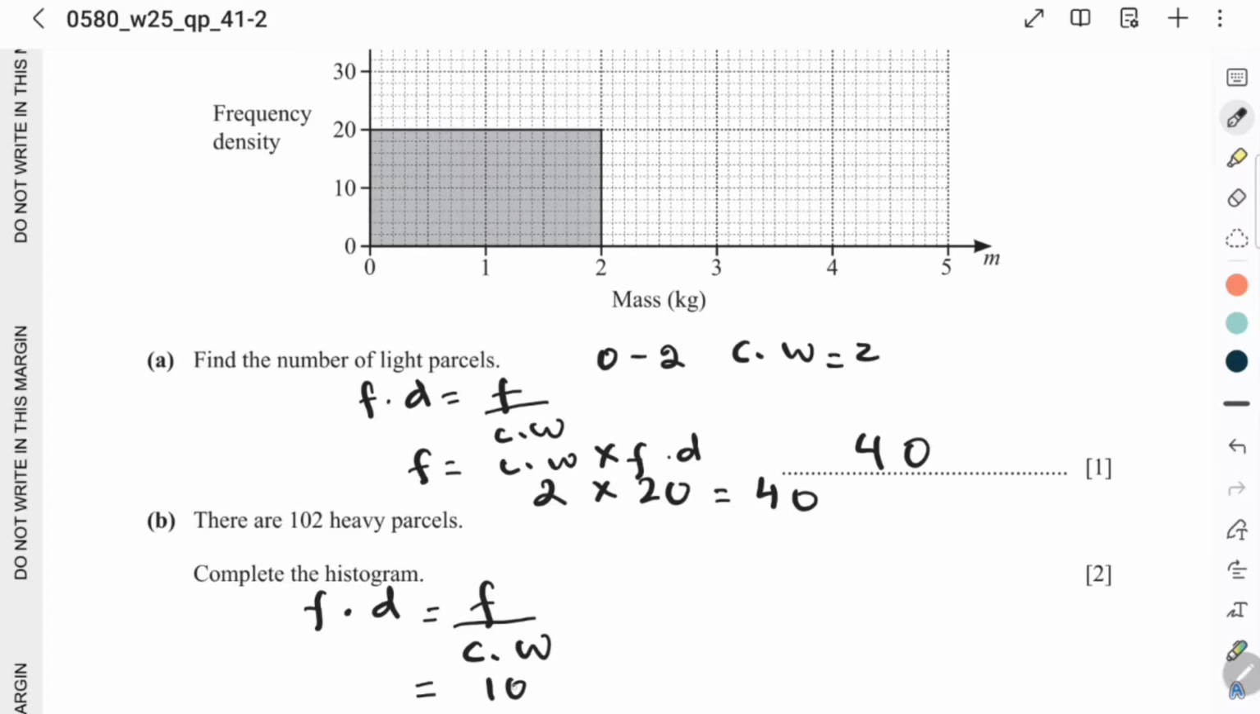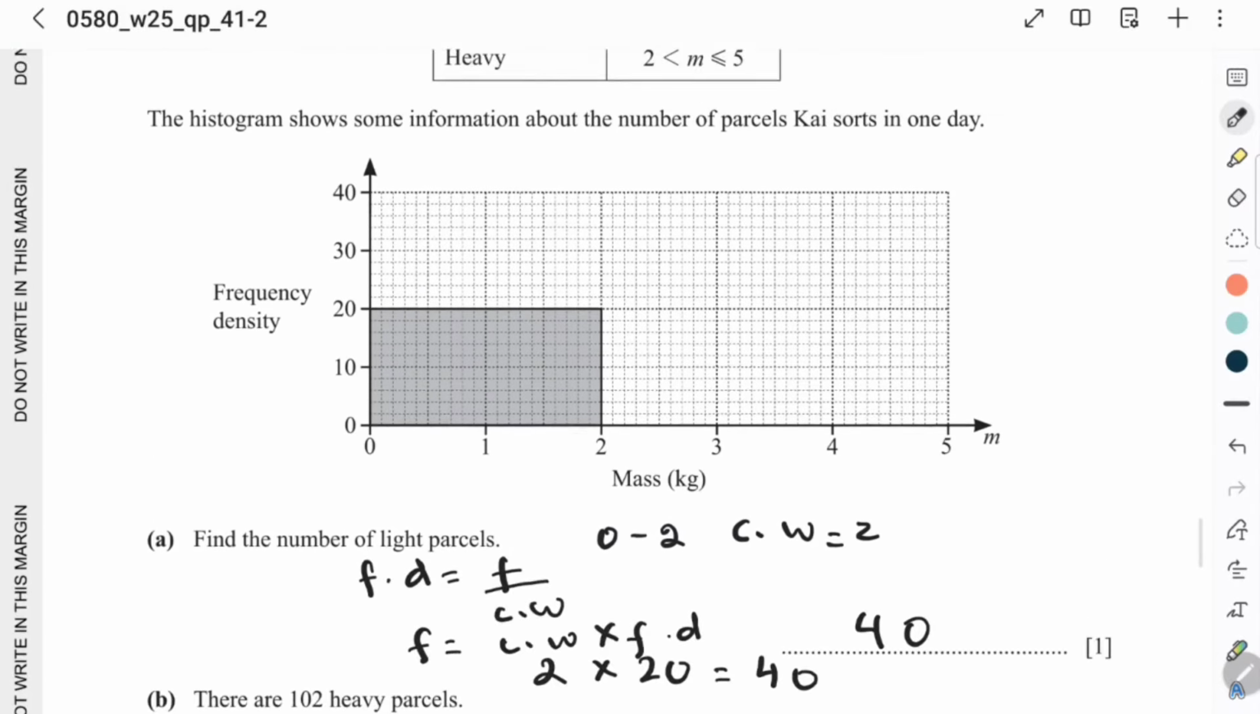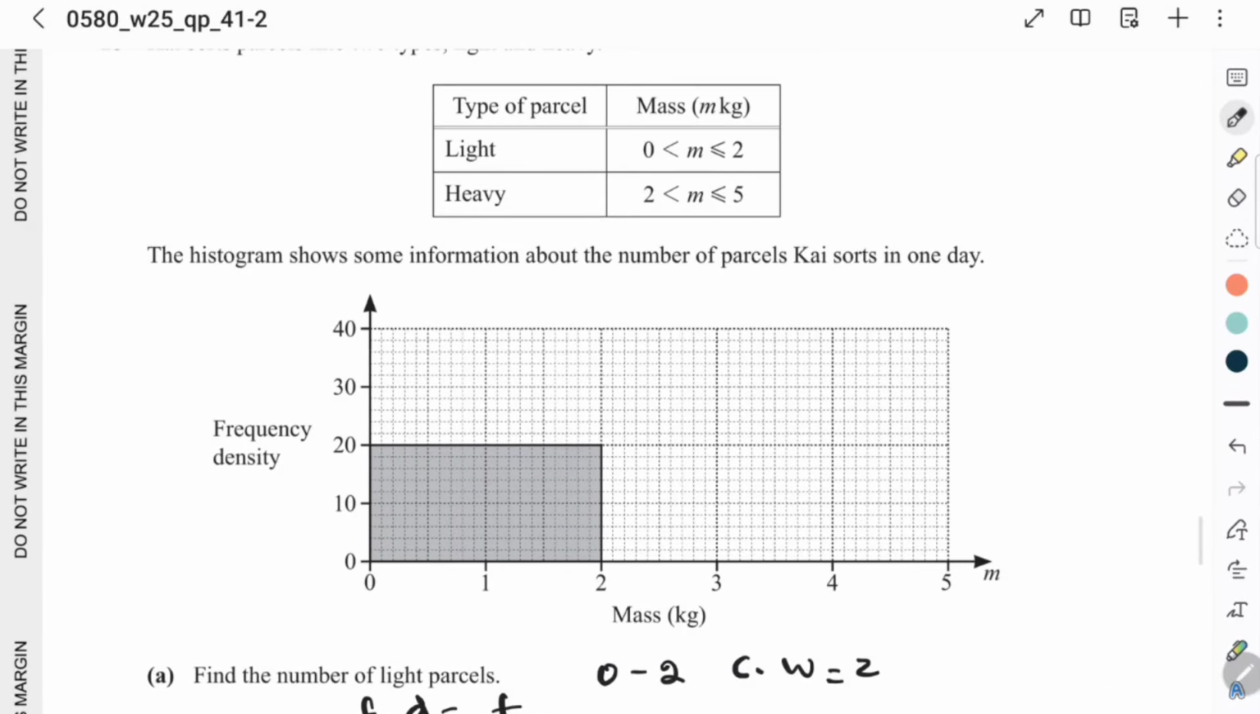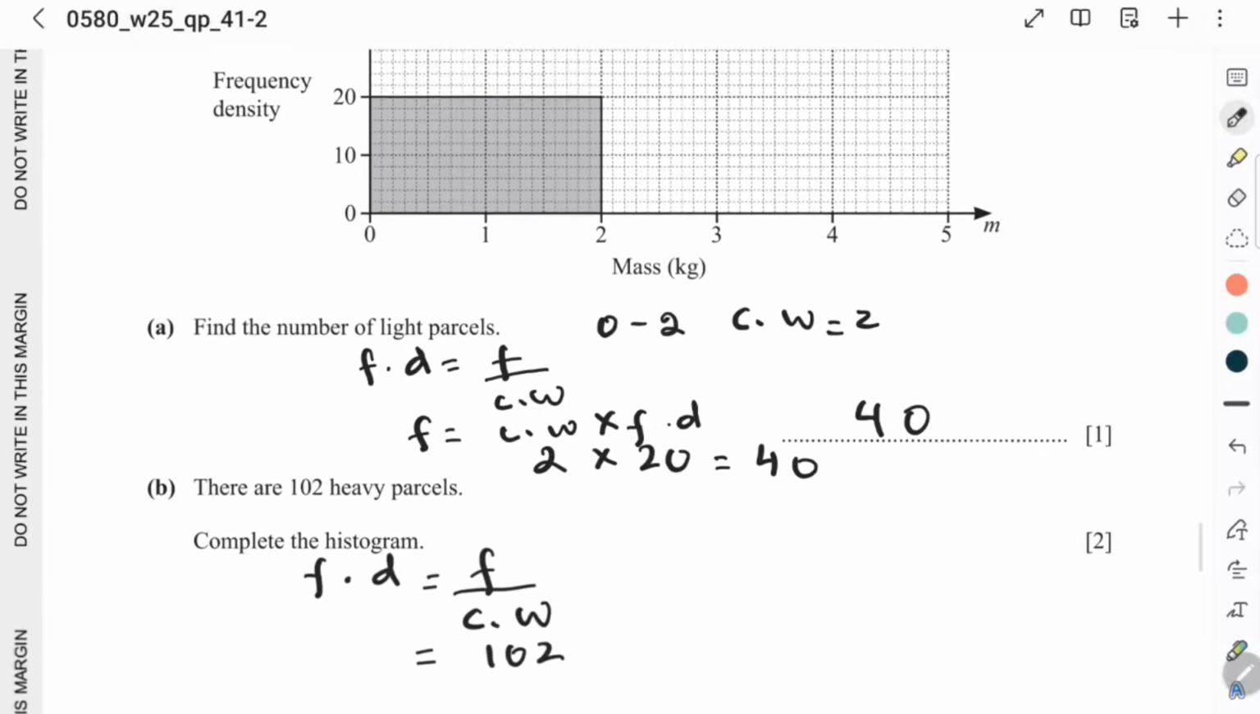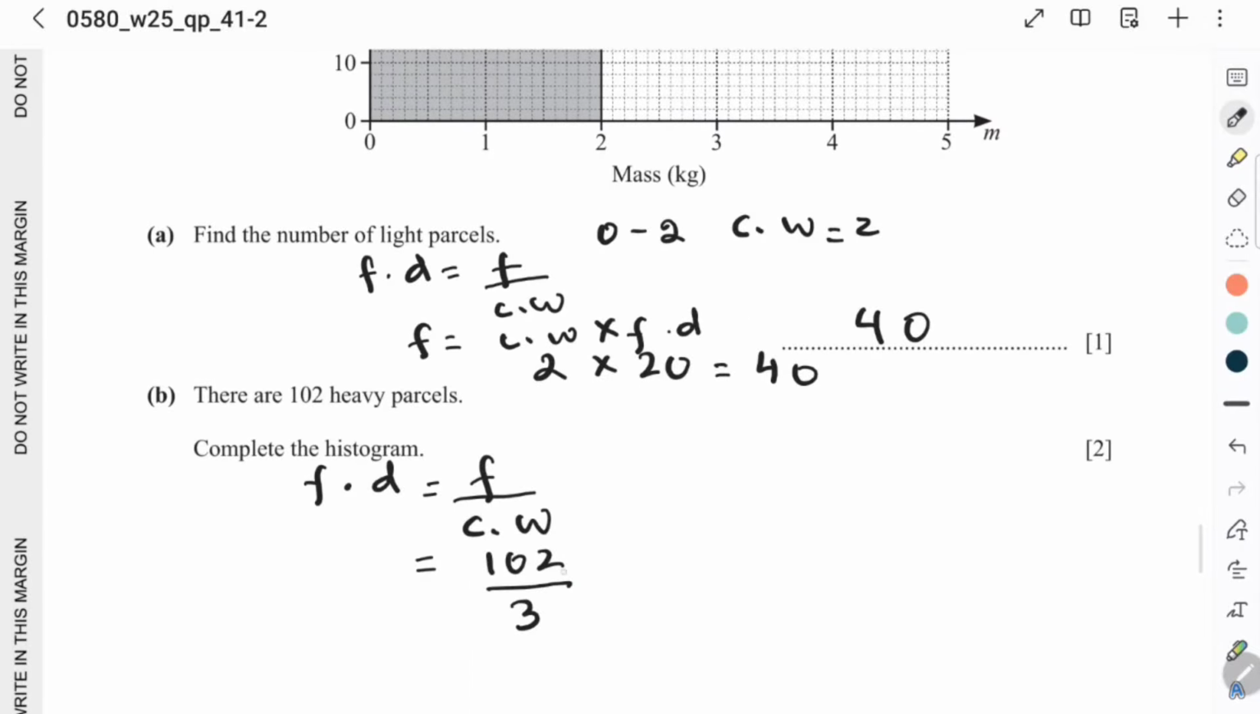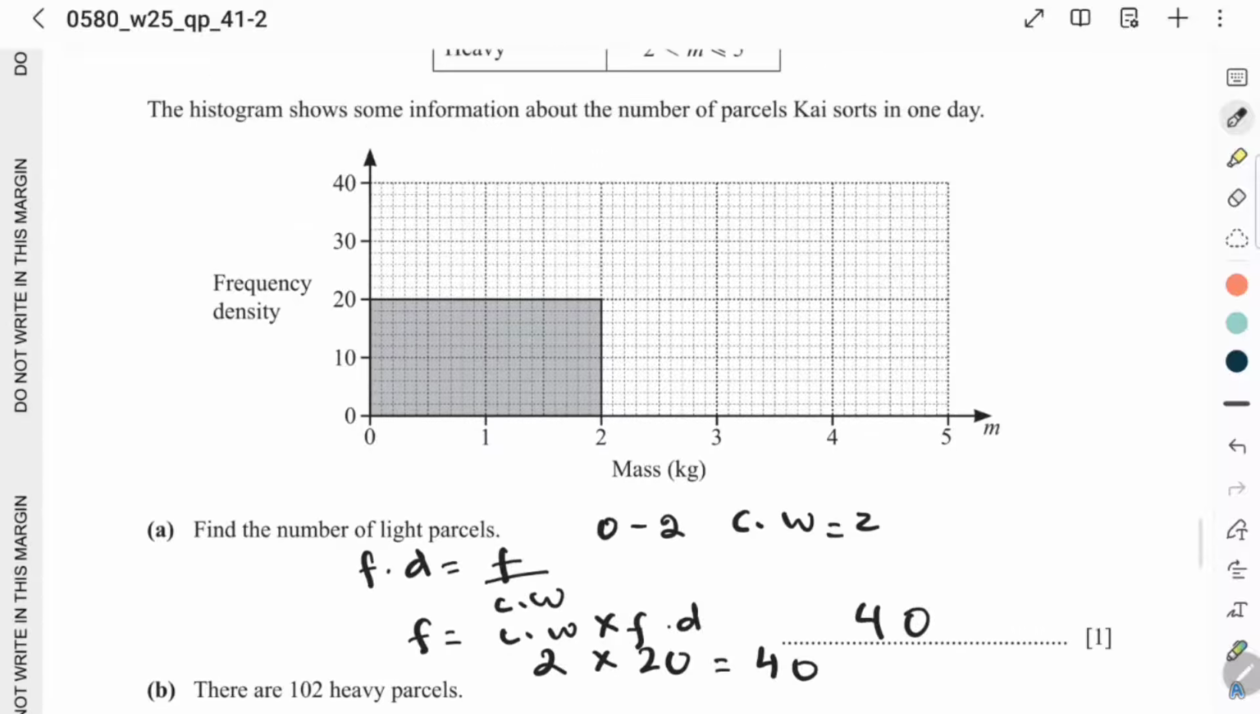So for frequency density, first of all we find frequency over class width. 102 are the heavy parcels and the class width is of 2 to 5. It means that we have a class width of 3, because 1, 2, 3. You are going to find 102 by 3, it is 34. So you just connect your histogram on the y-axis at 34. So this is 32 and this is 34. So this is your histogram for the heavy parcels.